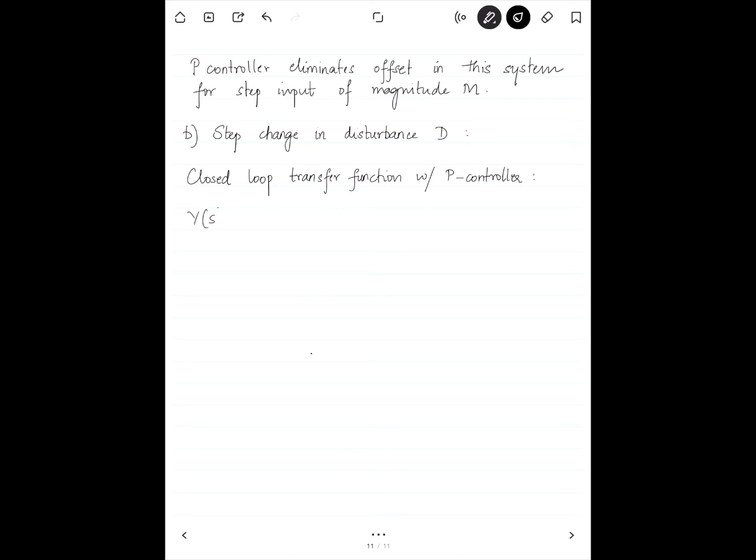We have y of s over ysp, sorry, it should be over d of s equals Gd divided by 1 plus Gc Gd Gp Gm. And it is only Gd in the numerator because that is the only transfer function in the forward path between y and d. So you have Kp over s whole over 1 plus, well, Kc times 1 times Kp over s times 1.